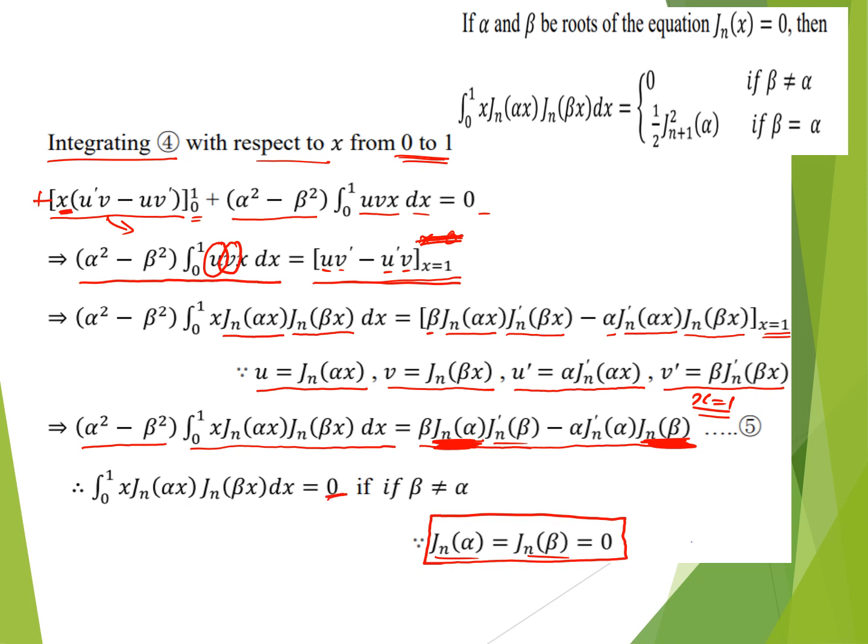For the left side, this constant is considered to the right hand side. Then finally we have the only integration 0 to 1 of x Jn(alpha x) Jn(beta x) dx is equal to 0 if alpha and beta are not equal.